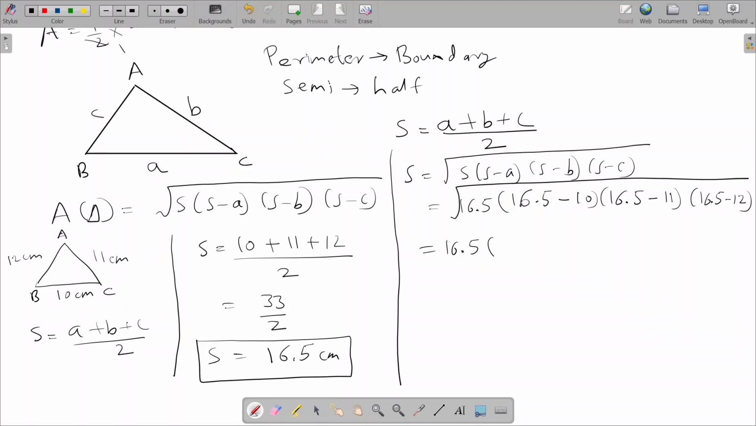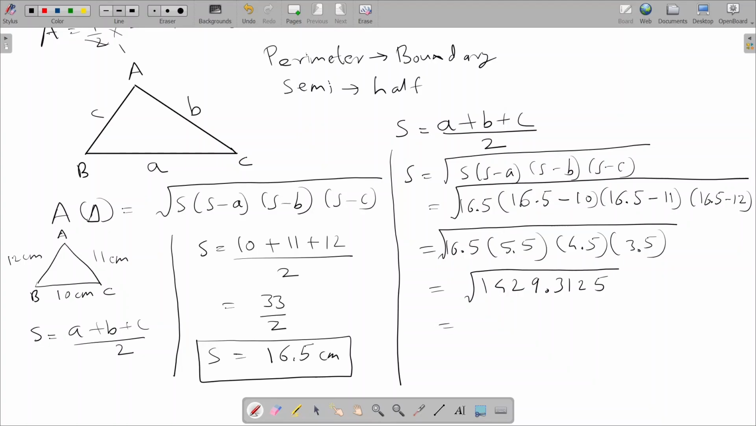You have 16.5. 16.5 minus 10, you will get 5.5. Next you will get 4.5, and last we'll get 3.5. Then you have to multiply. When you multiply all these numbers, you will get 1429.3125, and then you have to find the square root. When you find the square root of the whole number 1429.3125, we get 37.80 centimeters square. Don't get scared about how to find the square root of such a tough number. This is just an example, and in the exam, in the question, they'll give you sides which are doable. You can find the square root without using a calculator also. This is just an example of how to use the formula.